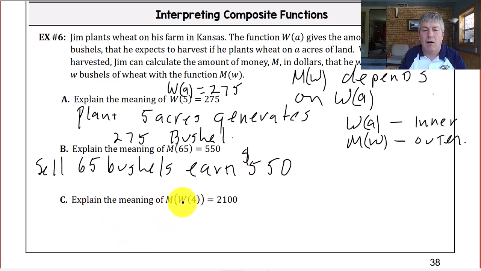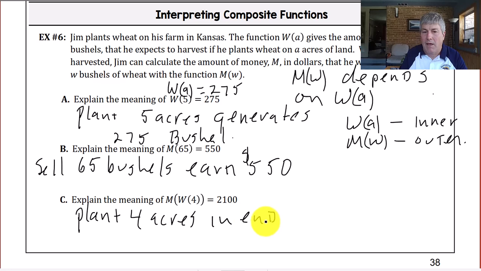Explain the meaning of m of w of 4. Well, our inner function is our wheat function. So this means if we plant 4 acres, we're going to end up generating $2,100. So we plant 4 acres. In the end, after he harvests and then sells, we will generate $2,100 from the harvest.